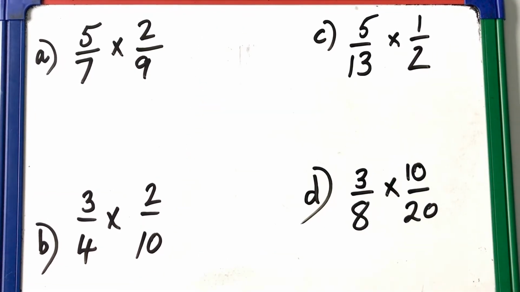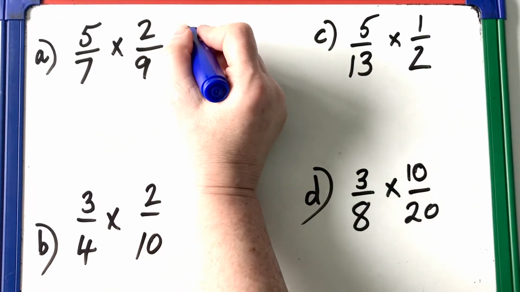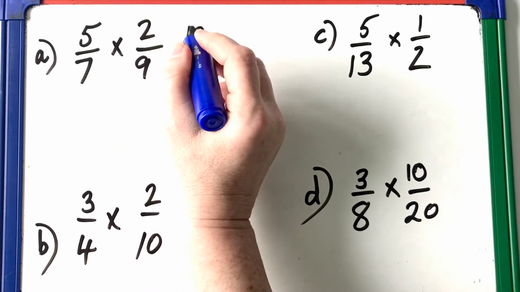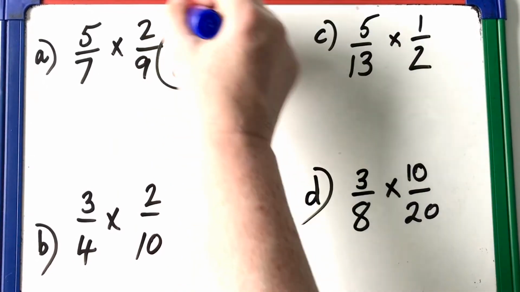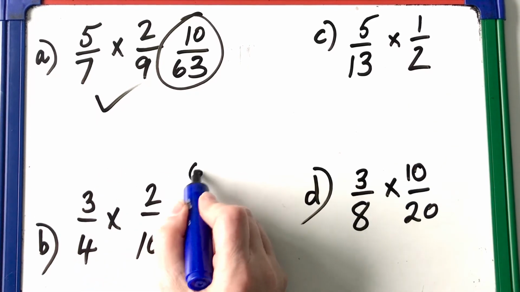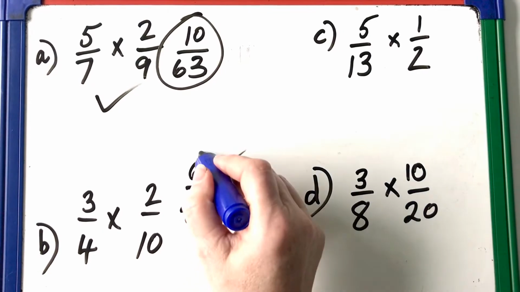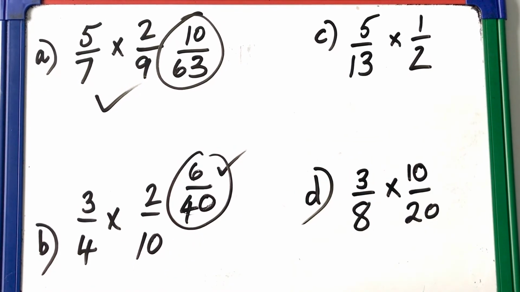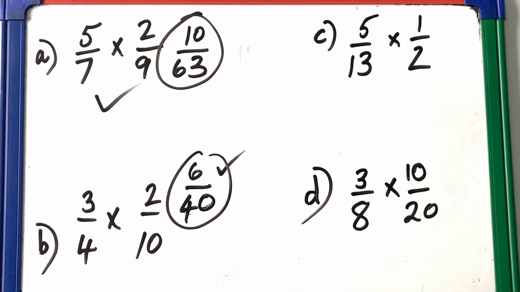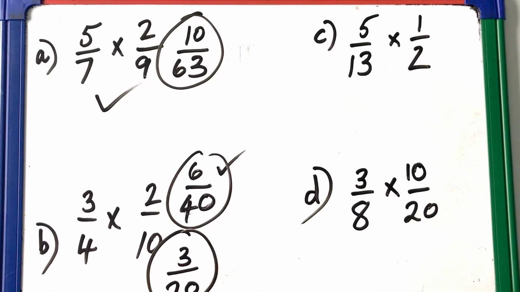Okay, well hopefully you're feeling a little bit confident. Let's have a look. 5 times 2 is 10. 7 times 9 is 63. There's your answer. Hope you got that tick. This one, 3 times 2 is 6. 4 times 10 is 40. 1 tick. Great. However, we can cancel that down. If you don't know what I'm talking about, watch the video. I'll put the link in the description box. There's a video on cancelling fractions down. It's just times tables, but that becomes 3 out of 20.